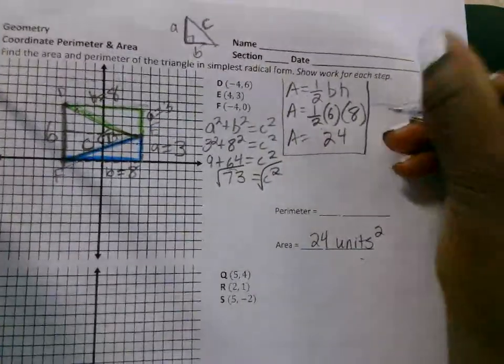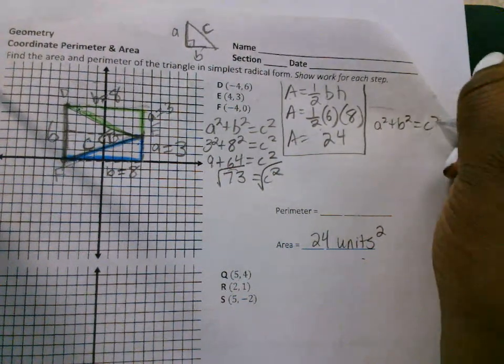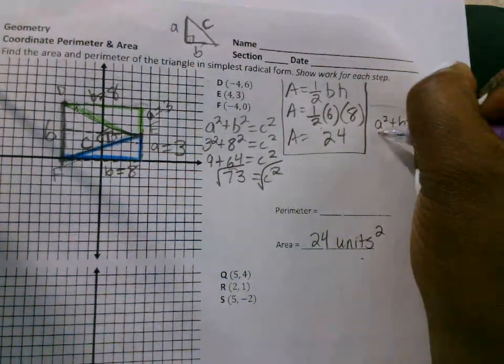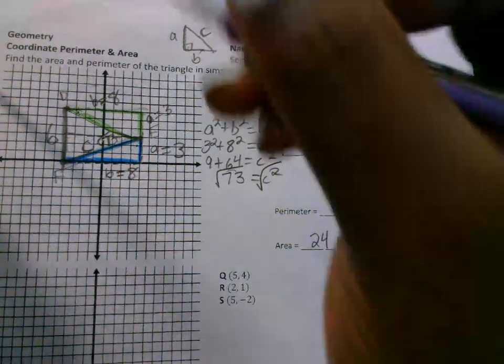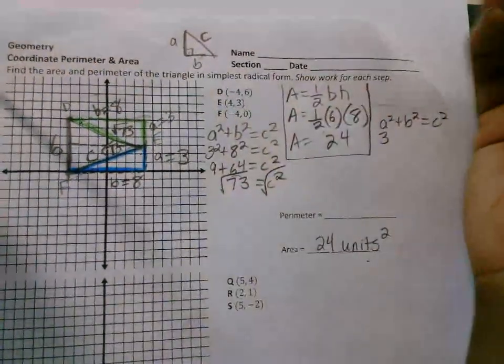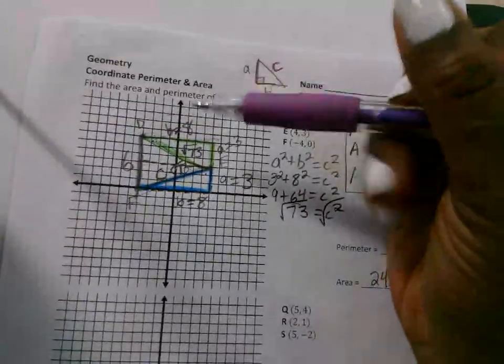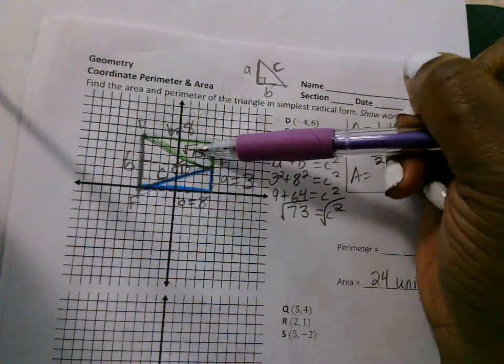So I'm going to do Pythagorean theorem again. A squared plus B squared equals C squared. I'm going to substitute 3 squared. Did I already do that? Yes. So it's the square root of what? So let's add all the sides together. We got 6 plus the square root of 73 plus the square root of 73.